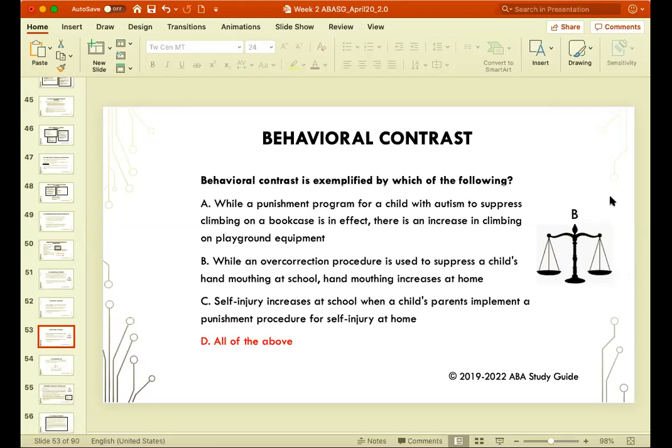So if you look at it as scales, they actually have some sort of covariation. In one environment, one condition, one schedule of reinforcement, the behavior is higher versus the other one because of its relative schedule, right? Parents implement a schedule of reinforcement where they punish self-injury, and at home, because of that contrast, the behavior increases in that environment.